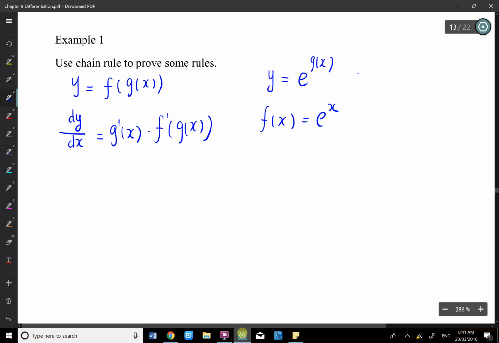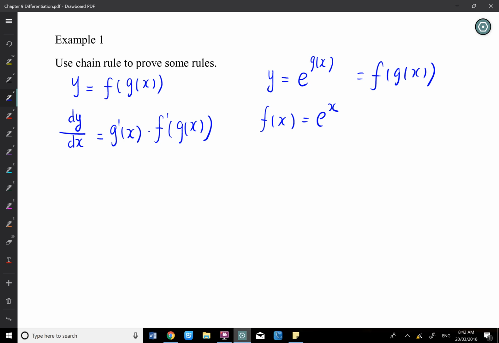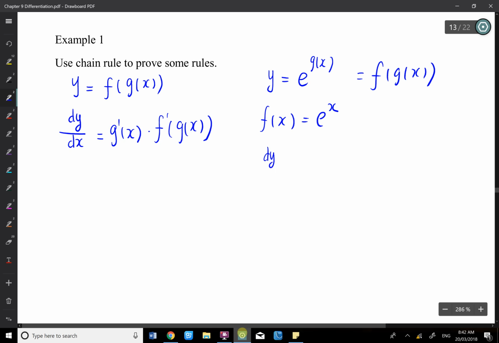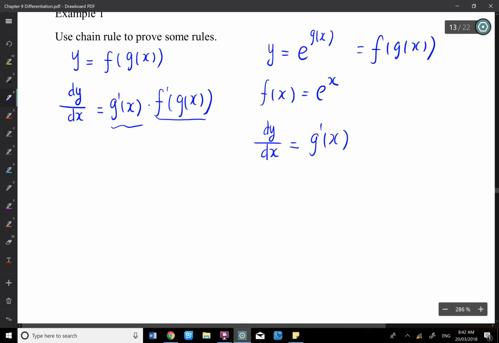So this is f of g of x. f of x is e to the power of x, and then let's apply this formula here. So the three components of dy/dx: the first one is g dash x. What is g dash x? G dash x is just g dash x. We don't have the formula for g dash, so it's g dash x. And then the next thing we will have is f dash of g of x.